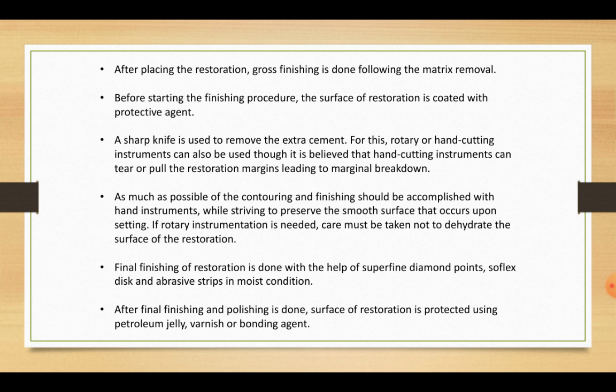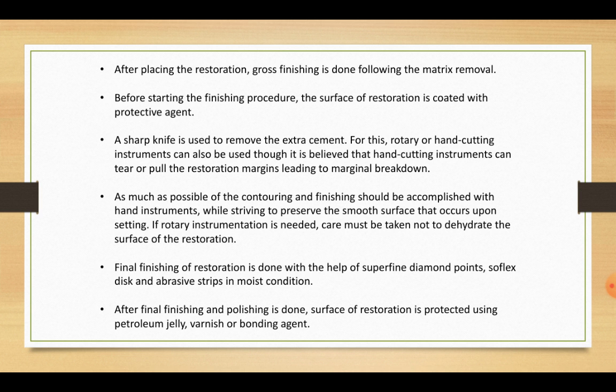Final finishing of the restoration is done with the help of superfine diamond points, Soflex discs and abrasive strips in moist condition. Moist condition means using a protective agent like petroleum jelly. So initial finishing can be done with the help of a hand instrument, and final finishing can be done with the help of rotary instruments.